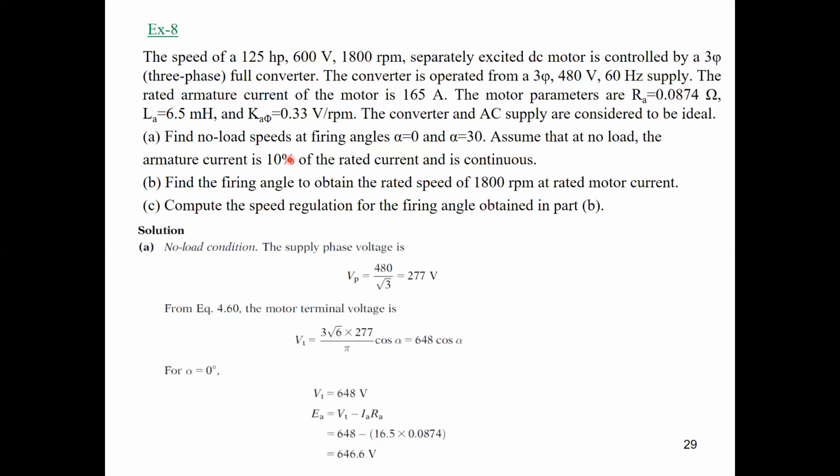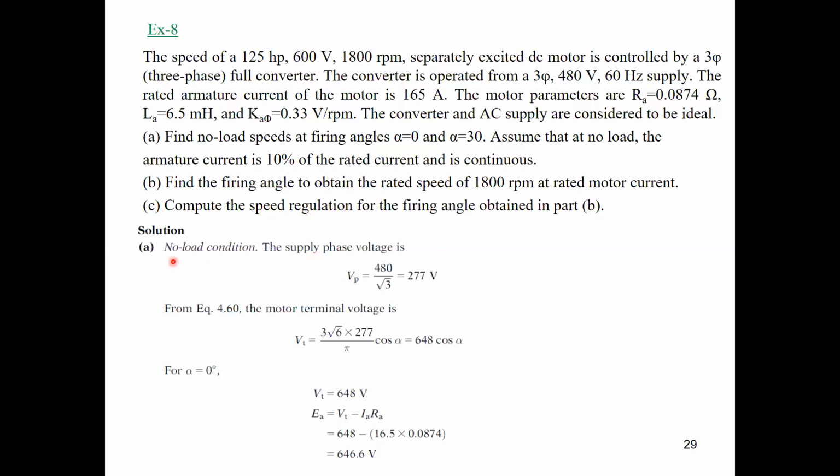However, if it's not stated in the problem, we can neglect the no load current or the voltage drop across the resistance at no load, and we can consider the speed as V terminal divided by K phi. However, because here it's stated the no load current is 10%, and we know the value of full load current, we can calculate the no load current and substitute in the equation to get the no load speed. So we will use it.